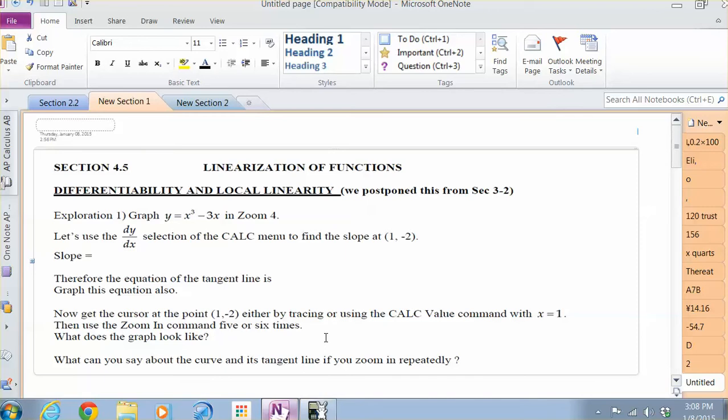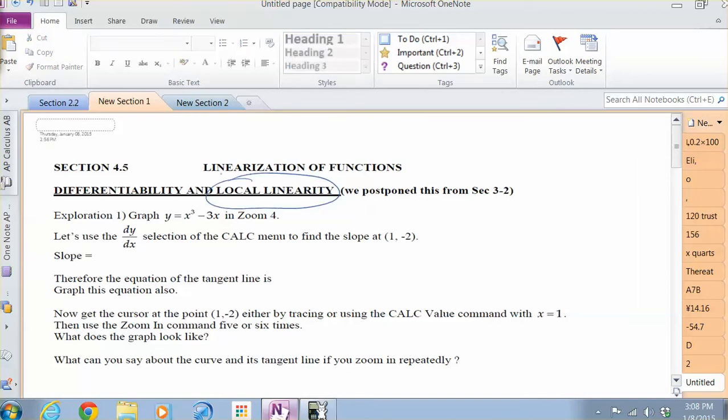So what is linearization of functions, or in this case, local linearity? Well, as the name implies, linear is something that looks like a straight line. And you'll get an idea as to why this is specifically called local linearity as we go through this first exploration. First thing we'll do, however, is graph y equals x cubed minus 3x in our calculator.